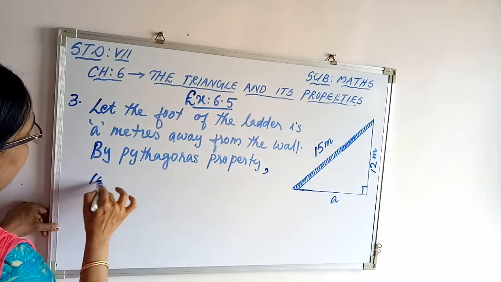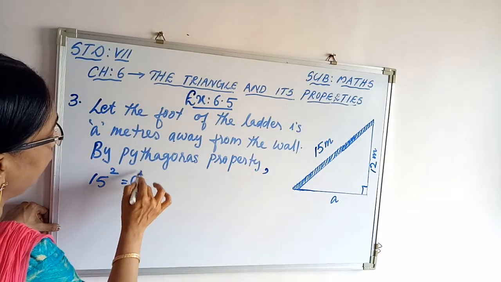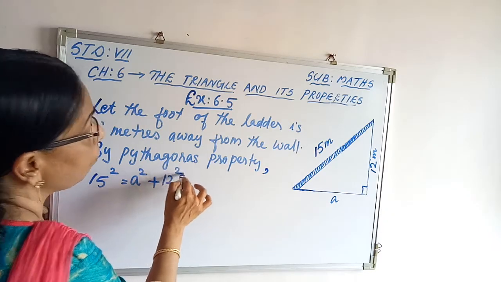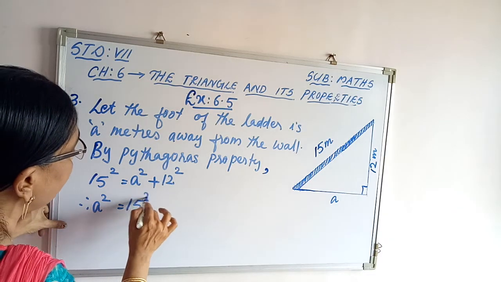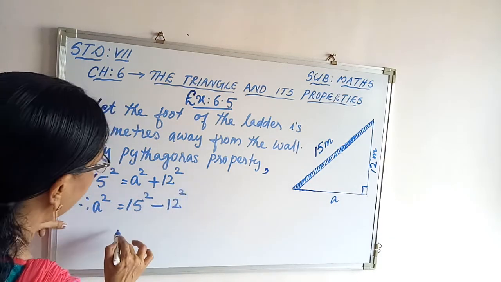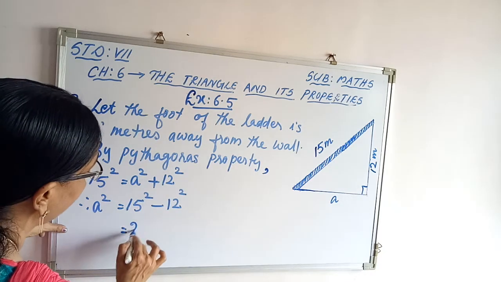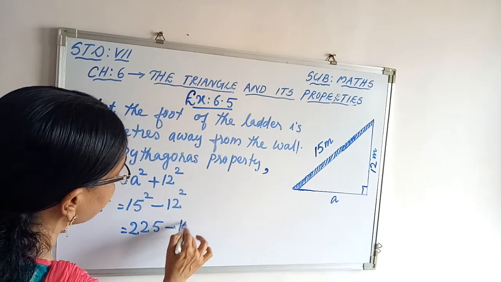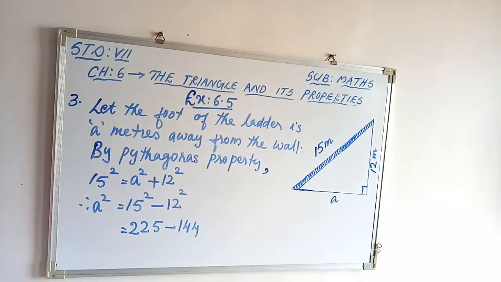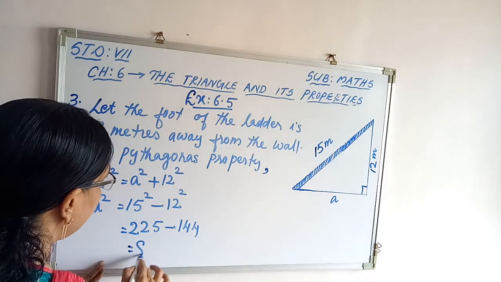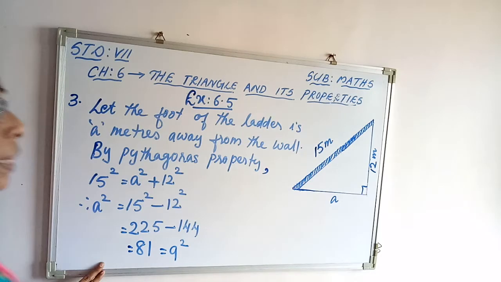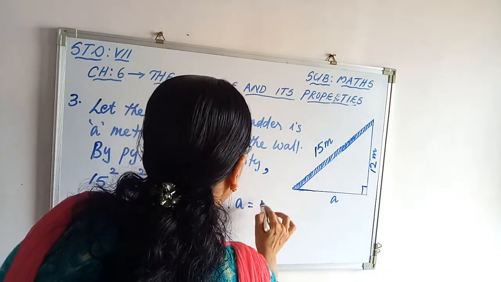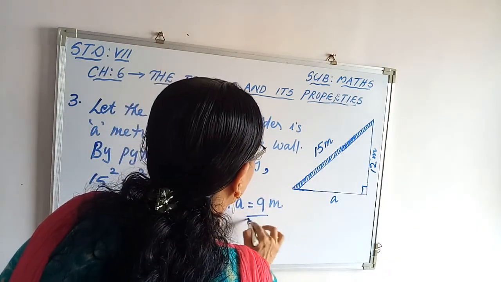We can write 15 squared is equal to A squared plus 12 squared, which are the legs. Therefore, A squared is equal to 15 squared minus 12 squared. 15 squared means 15 into 15, 225, minus 144, isn't it? So, you will get the answer as 81. 81 can be written as 9 squared. Therefore, A is equal to 9 meters.